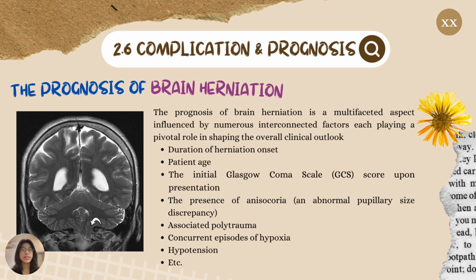The prognosis of brain herniation is a multifaceted aspect influenced by numerous interconnected factors, each playing a pivotal role in shaping the overall clinical outlook. For example, the duration of herniation onset, patient age, the initial Glasgow Coma Scale score on presentation, the presence of anisocoria, associated polytrauma, concurrent episodes of hypoxia, and hypotension.